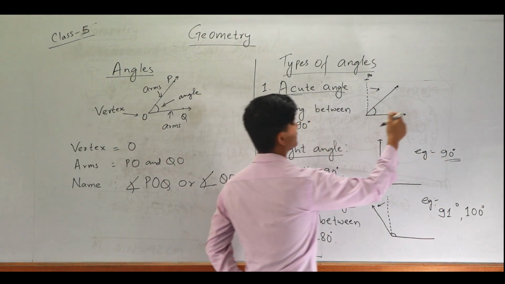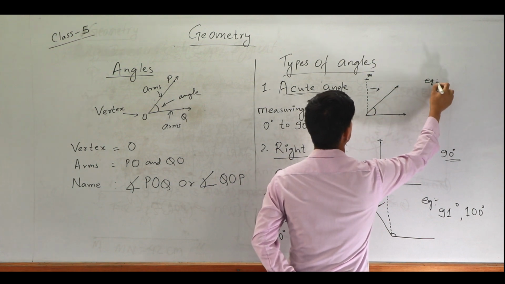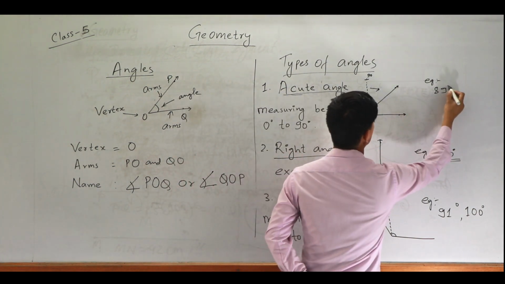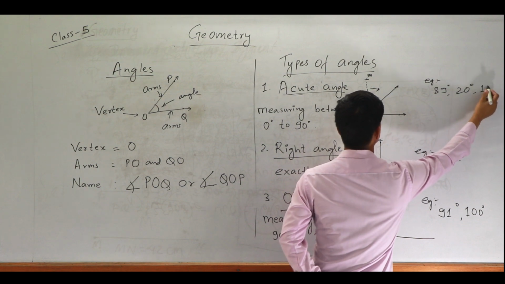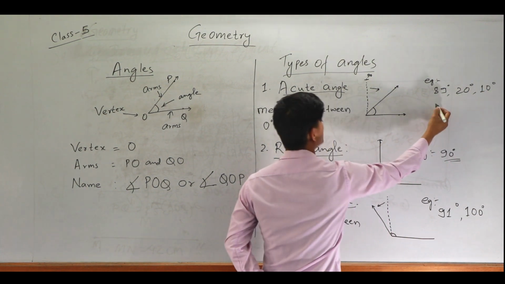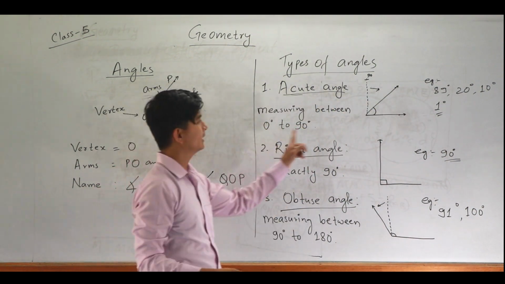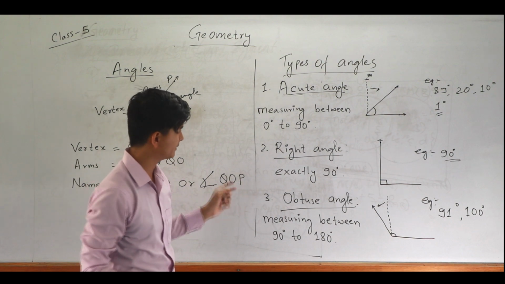Okay, for acute angle, you can say 89 degrees. See, 89 degrees is less than 90 degrees, so it is an acute angle. Or you can say 20 degrees, 10 degrees, this is also an acute angle. Suppose if it is 1 degree also, it is an acute angle because it is more than 0 degrees, right?